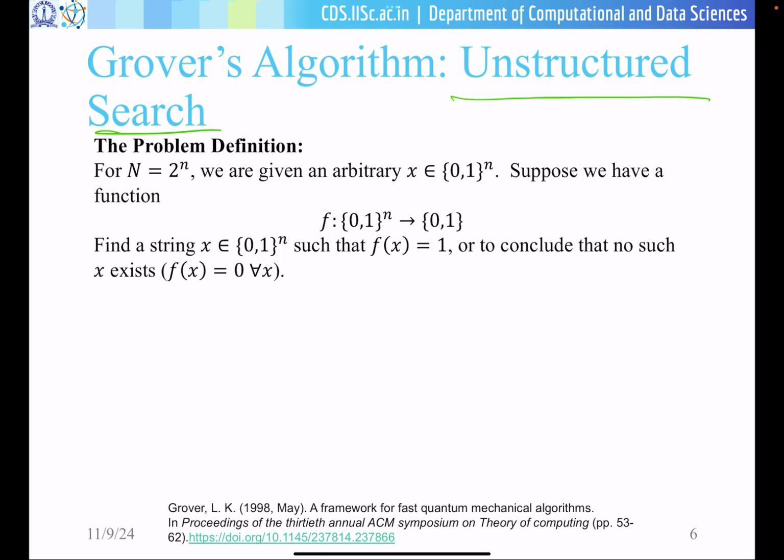I mean, you might have heard about unstructured search if you're a computer science student. You might have heard about something known as the linear search algorithm. So that's what we are going to see. So suppose we are given 2 power n such states.